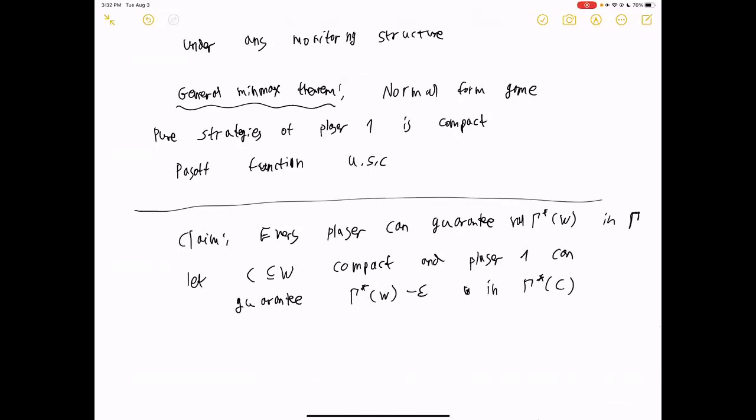So there is this compact set C. We know that in gamma star C, the player can guarantee this. But if he can guarantee this in gamma star C, then he can also guarantee this in gamma C. How do I know that? Because gamma C is determined. I already know that gamma C is determined because C is closed.